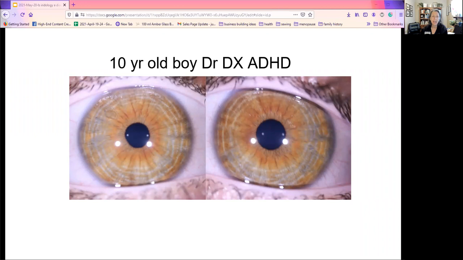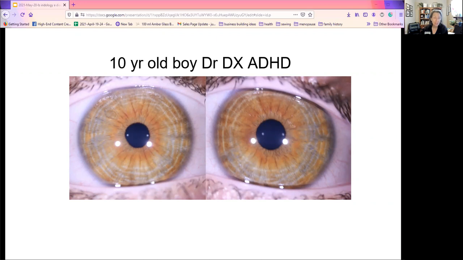We're going to look at 6 specific cases today and talk about what we see in the eyes and how that informed the decision of what recommendations to make for these clients. I work with a lot of children. These are the eyes of a young boy, 10 years old, who came to me with a diagnosis of ADHD, and his parents were really trying to keep him off Ritalin, off the meds.